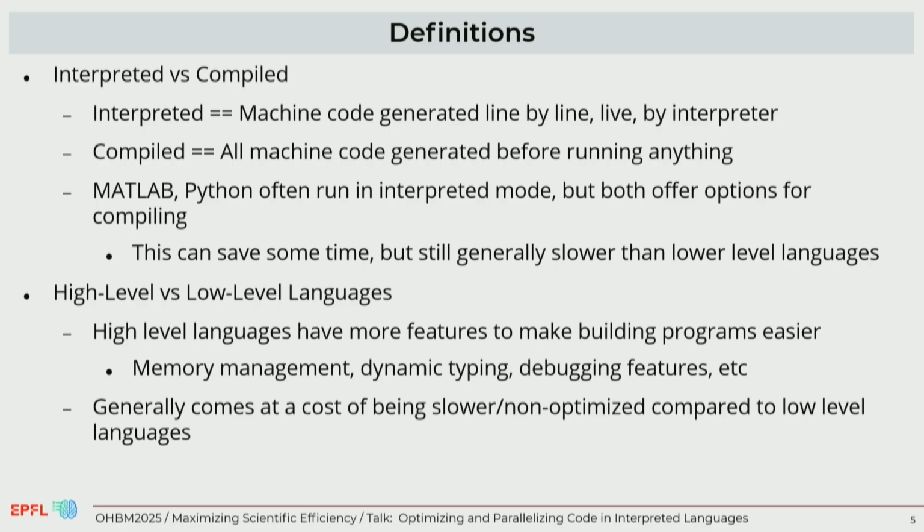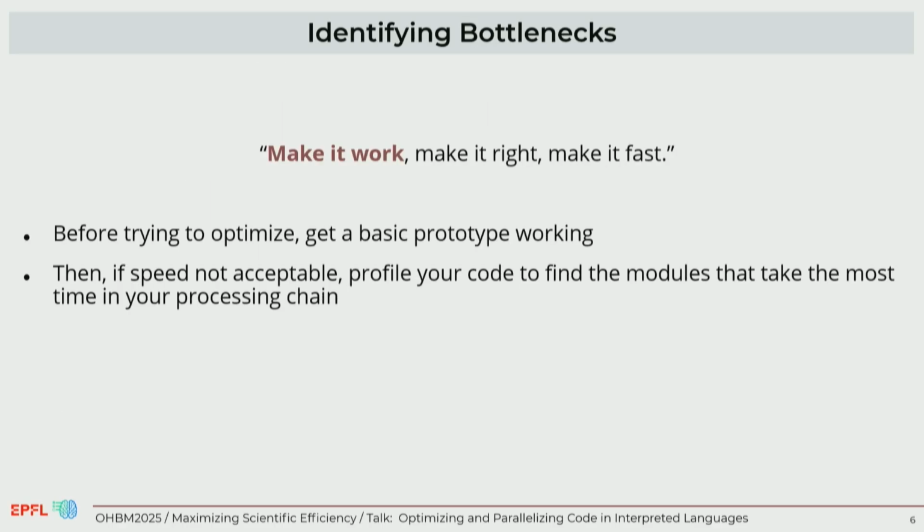So when we talk about high and low level languages, MATLAB and Python are high level languages in that they have features to make writing your code easier, but it's generally at the cost of optimization and performance. They do a lot of memory management for you. They allow you to do dynamic typing. They have debugging features. So there's overhead that comes with these languages that's important to know about, that might make them a little slower, but makes writing your code a little easier.